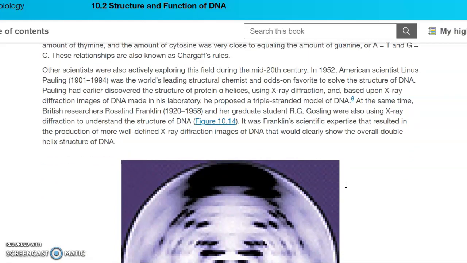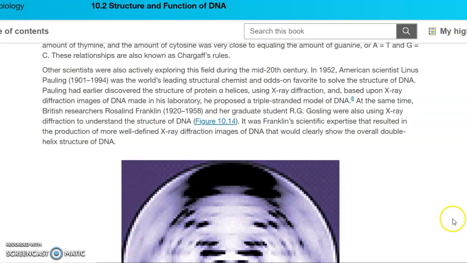And then we had Linus Pauling, who was an American scientist. He was a structural chemist. He was trying to figure out the structure of DNA. And in fact, at the time, everybody figured he was going to win. He was going to be the first to figure it out. And so he started using this special kind of X-ray called X-ray diffraction. And based on his work, he proposed this triple strand model and couldn't ever get it to mimic what he saw in his X-ray photographs.